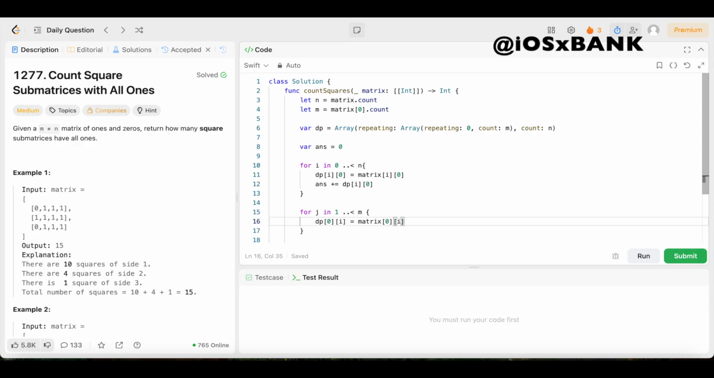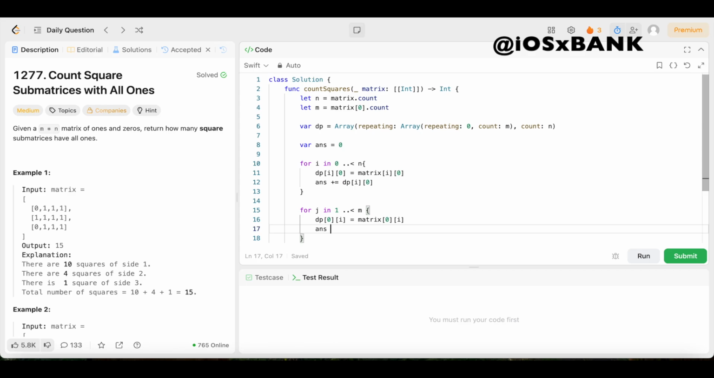So if a cell has a 1, it forms a 1 by 1 square, and then we're going to add that to the total count by coming right here, saying ans += dp[i][0]. Or excuse me, not 0. Sorry, back up. dp[0], then we're going to say [j], because we're dealing with j in this one.